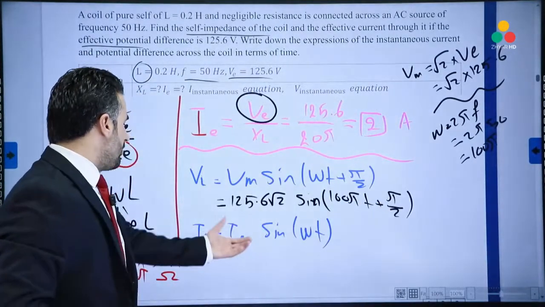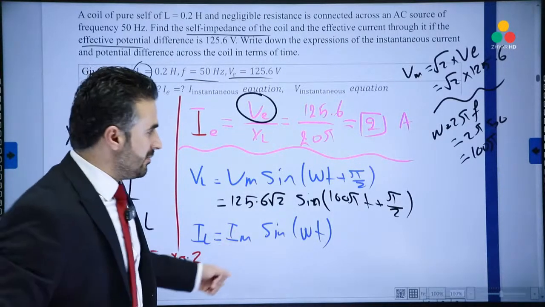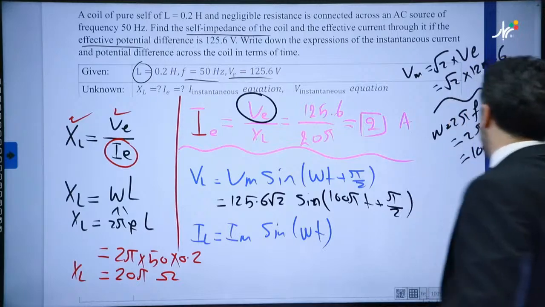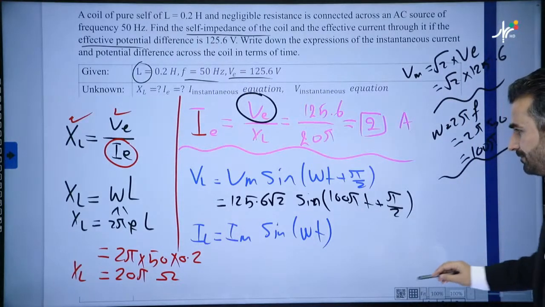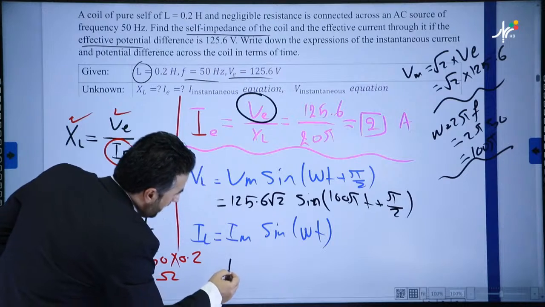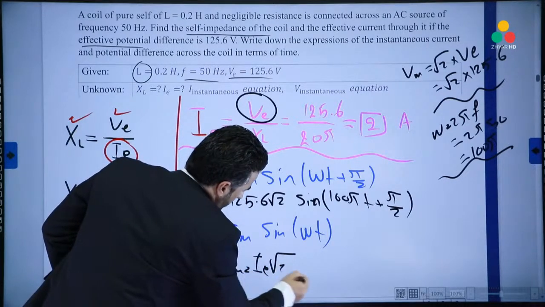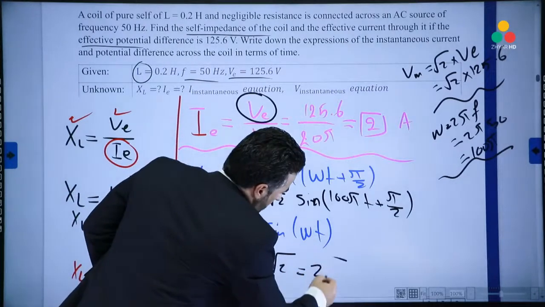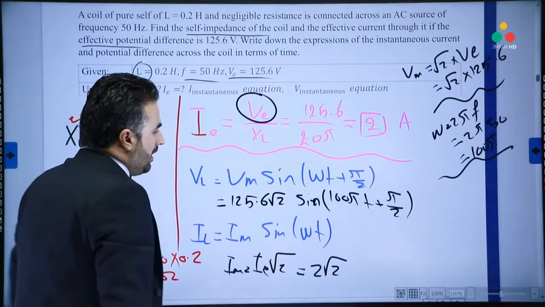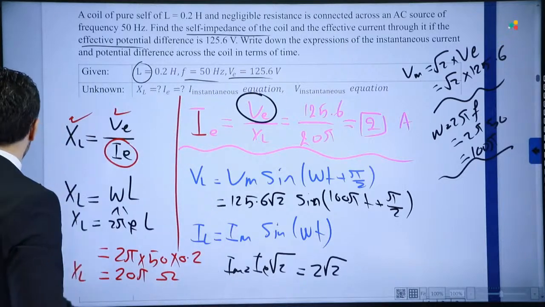We're going to do the same thing in terms of the maximum current here. We don't have the maximum, so we're going to find it. I maximum equals I effective times the square root of 2. I effective is 2, so I maximum is 2 times the square root of 2, yeah? So we're just going to plug this into the equation here.